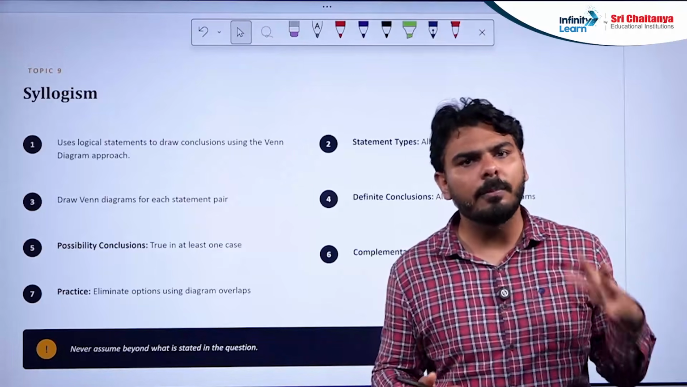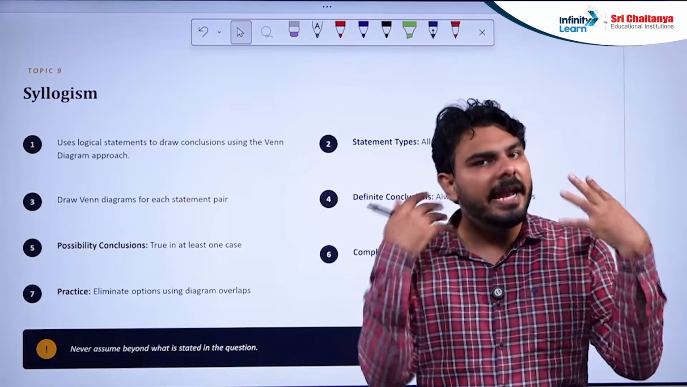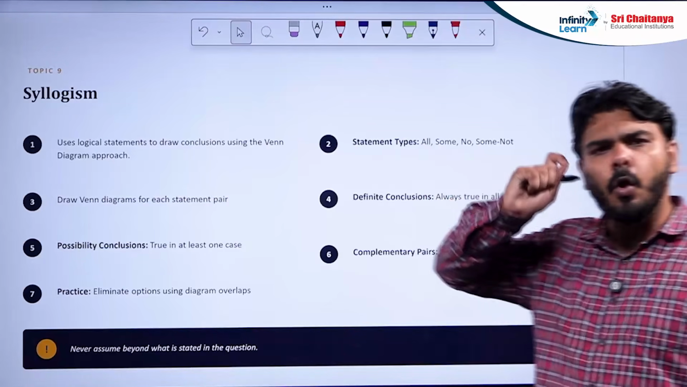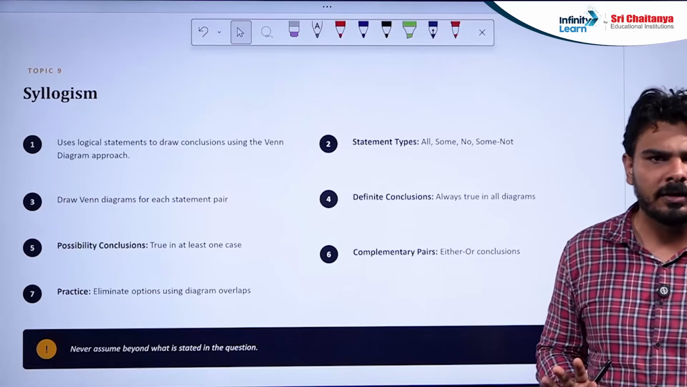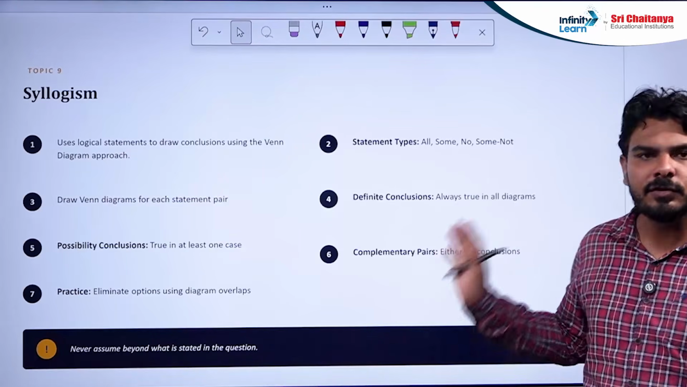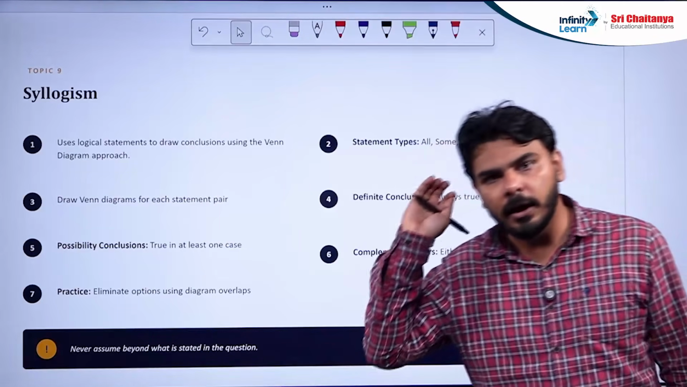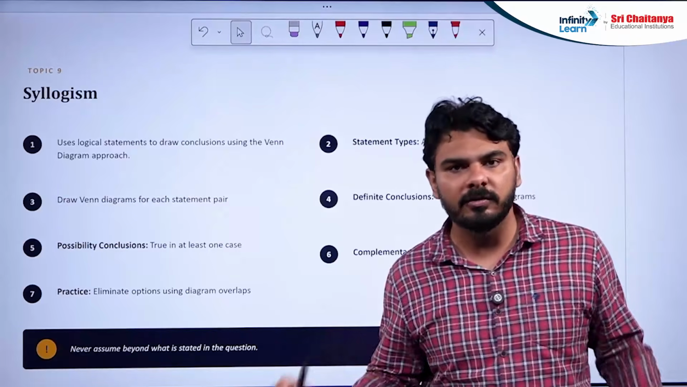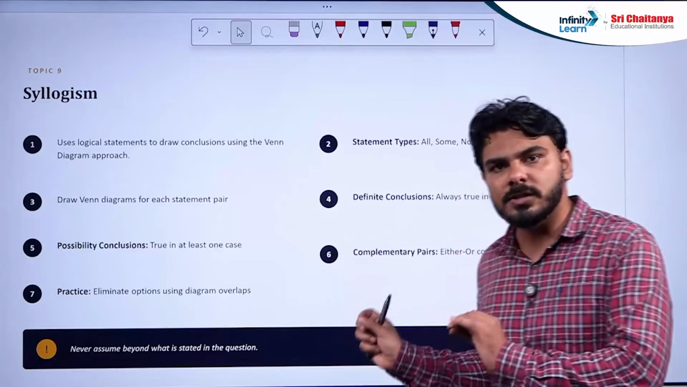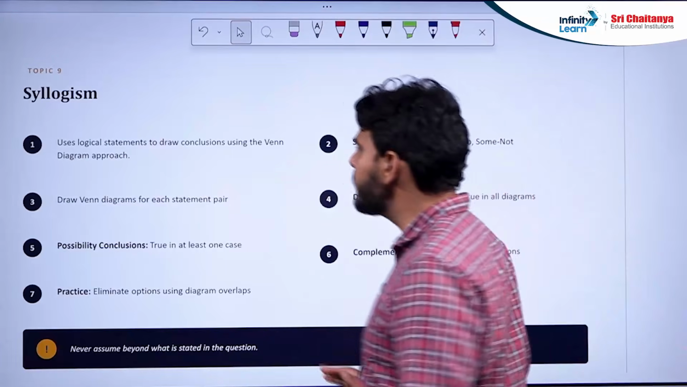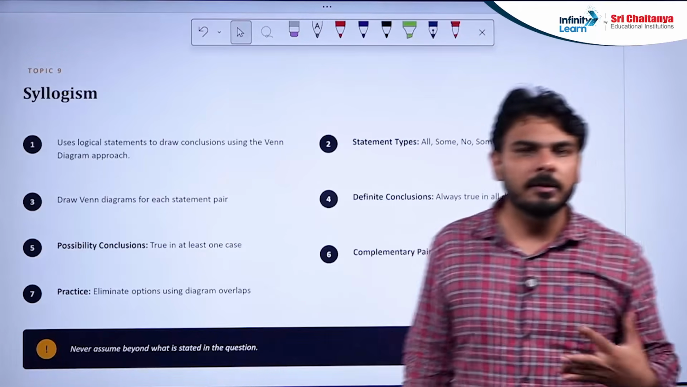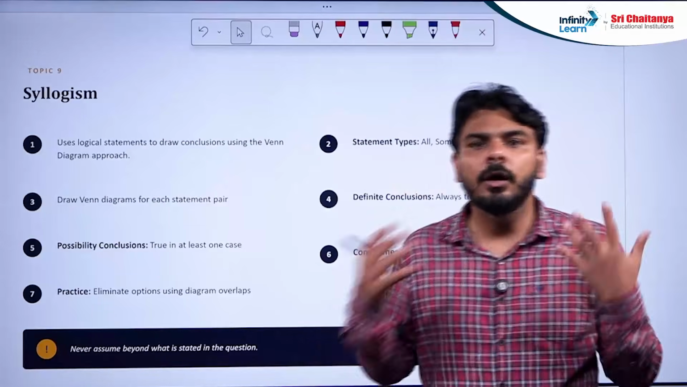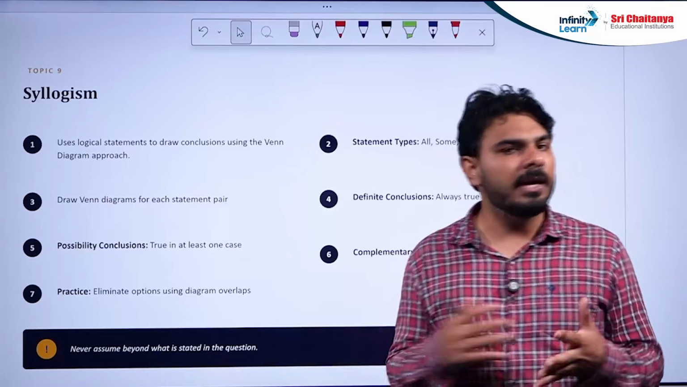But I'm telling you from my experience, I can guarantee you that when I teach you this topic in only about 10 to 15 minutes, you will never be able to forget any detail about this chapter in your whole life. You will be able to remember each of these concepts. The syllogism chapter is all about drawing Venn diagrams, when you are given: All A is B, some A is B, no A is B, or some A is not B.